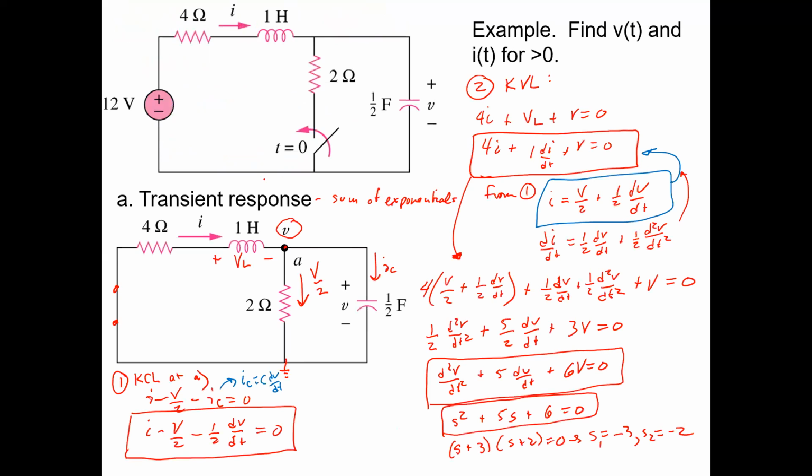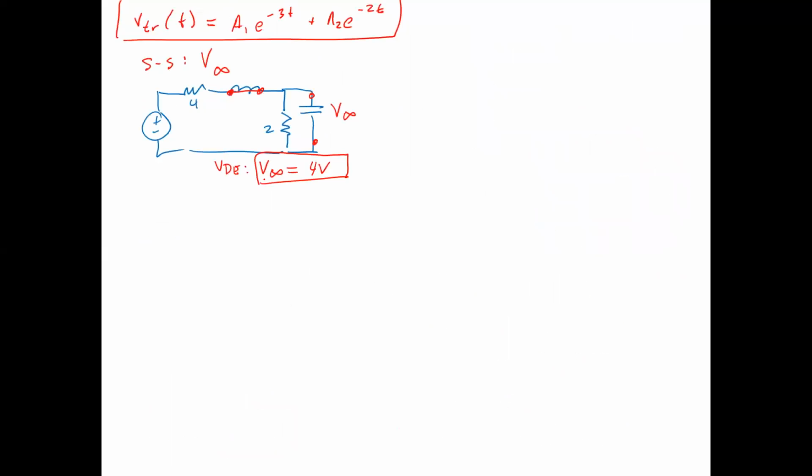So V infinity is 4 volts. So the total solution is going to be V infinity plus V transient. And when we assemble everything together, we can then solve for the boundary values, those coefficients. So V of t is going to be 4 plus a1 e to the minus 3t plus a2 e to the minus 2t.